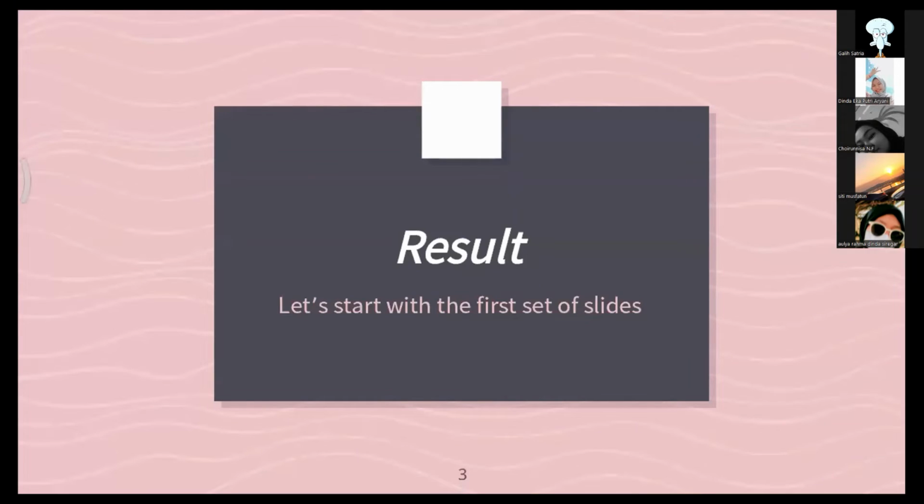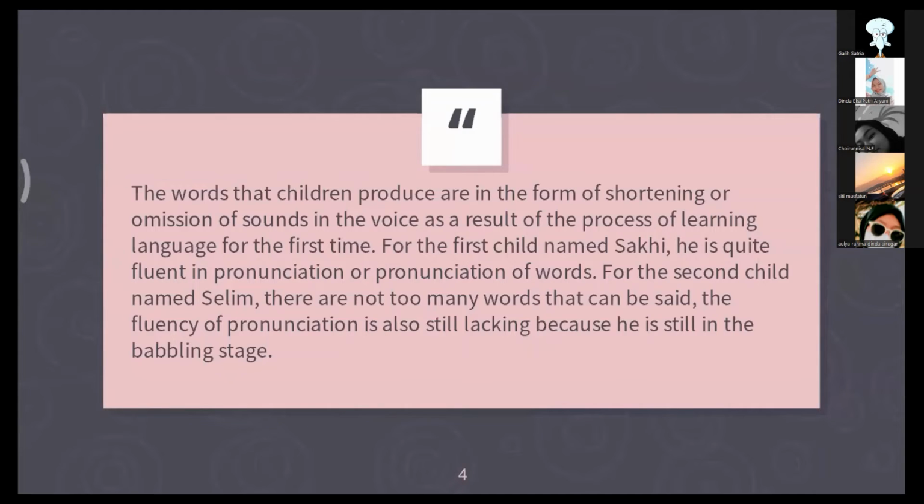Okay, let's start with the results. The words that children produce are in the form of omission of sounds as a result of it being their first time. The first child, named Sahi, is quite fluent in pronunciation of words. For the second child, named Salim, there are not many words that can be said. The fluency of pronunciation is also still lacking because he is still in the babbling stage.